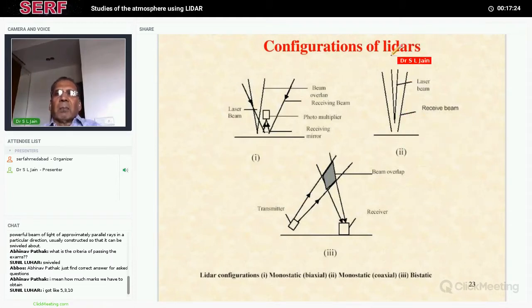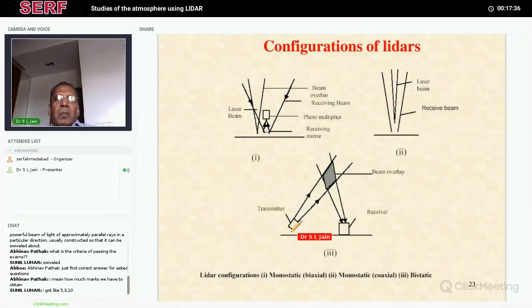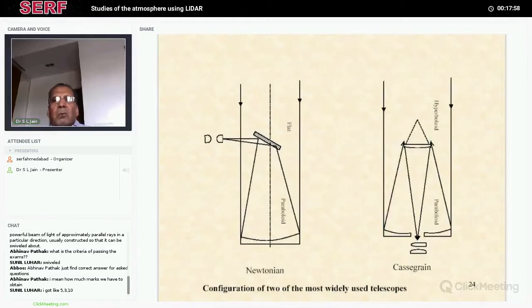So you have the same axis for the transmitter and receiver, so you have more overlapping area, and most of the time you use this type of system. Then this is the bistatic system. The transmitter and receiver are separated by a large distance, and where the overlapping is there, the backscattered radiation goes in this direction and is received by the receiver system. So these are the three types of configurations one can use.